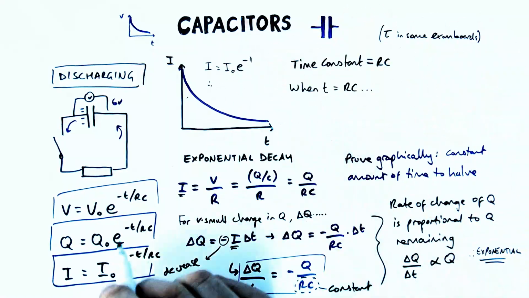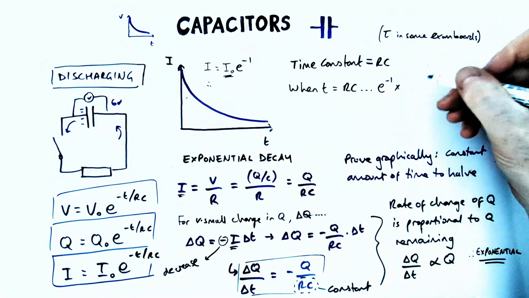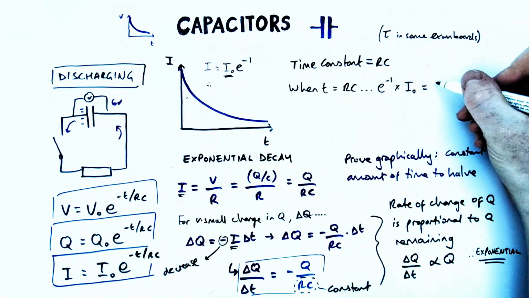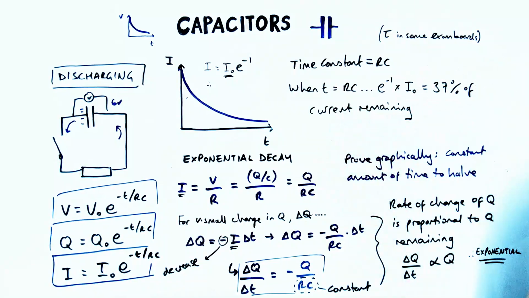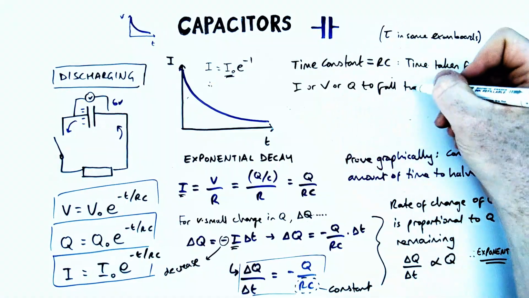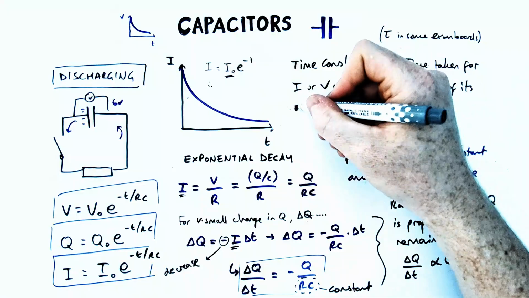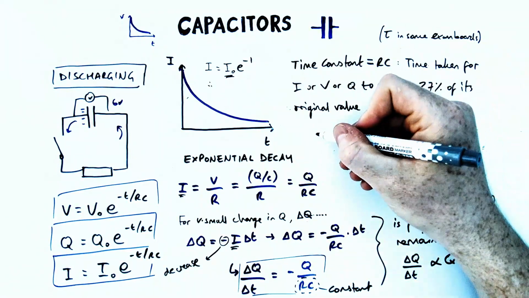So therefore, our expression is I equals I naught, the initial current, times e to the power minus 1. Now, that e to the power minus 1 is about 0.3678, something like that, which rounds to 37%. So that means one time constant is the time taken for the current or the potential difference or the charge to fall to 37% of its original or its initial value.